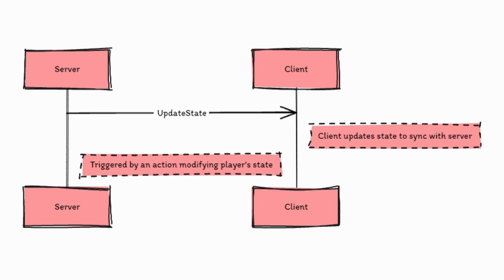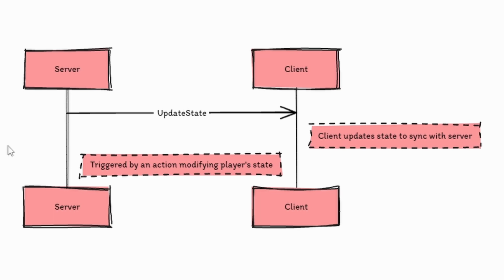Okay, so now after we've actually replicated that initial state from the server down to the client, and the client does actually have the state, what we're then going to do is use one final remote event, which is going to be called update state, and we're going to fire off the update state remote event every single time the player's state has actually been modified on the server side.